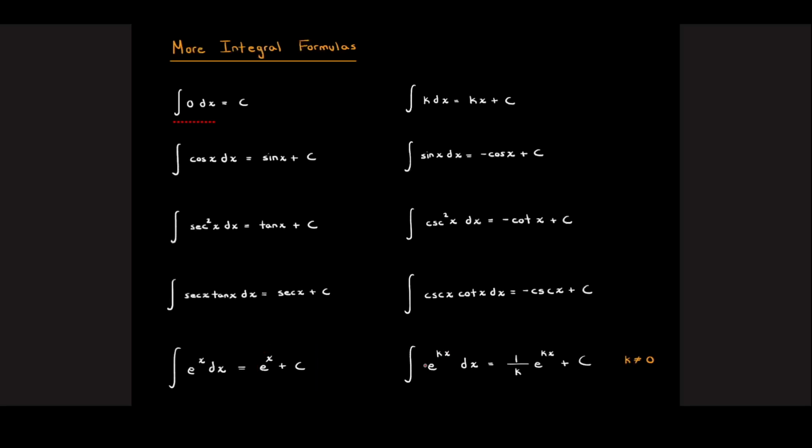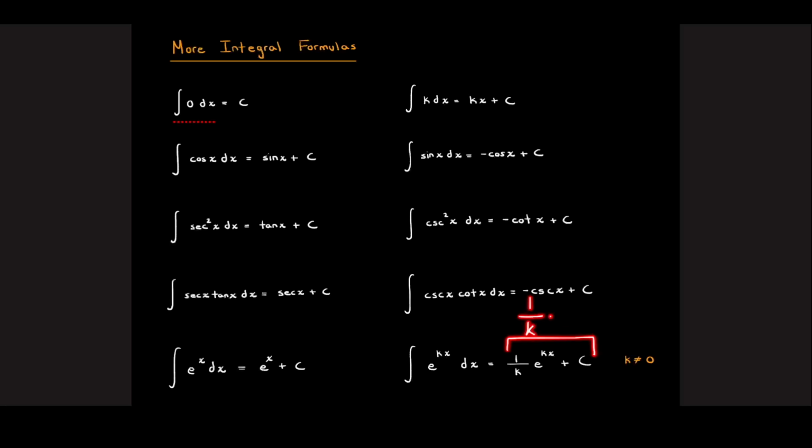And here's a slightly more interesting rule. If we're trying to find the most general antiderivative of e to the kx, well, then you're going to get e to the kx, but you have to divide by this constant number k. And over here, I'm assuming k is a non-zero constant, otherwise it won't work. We can also verify this formula very quickly. If we differentiate the right-hand side, well, I know I can leave the constant there.